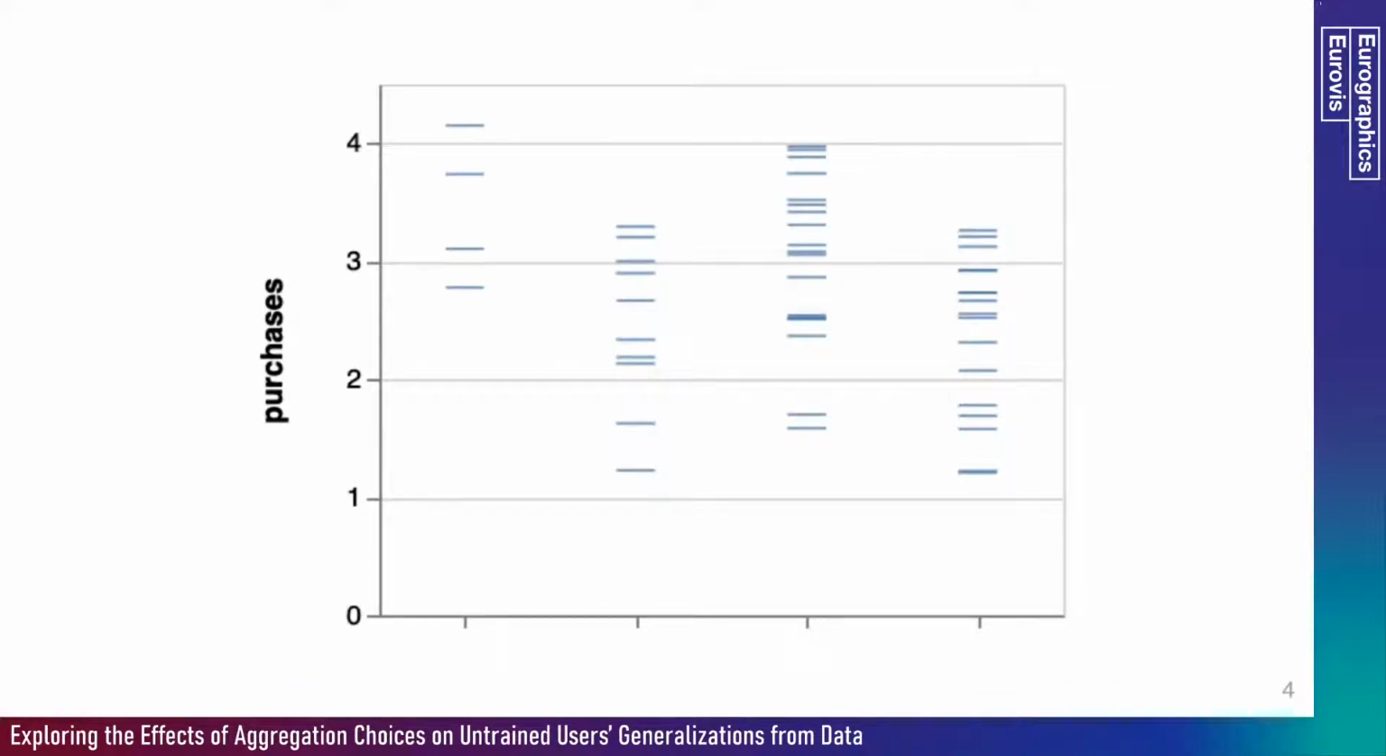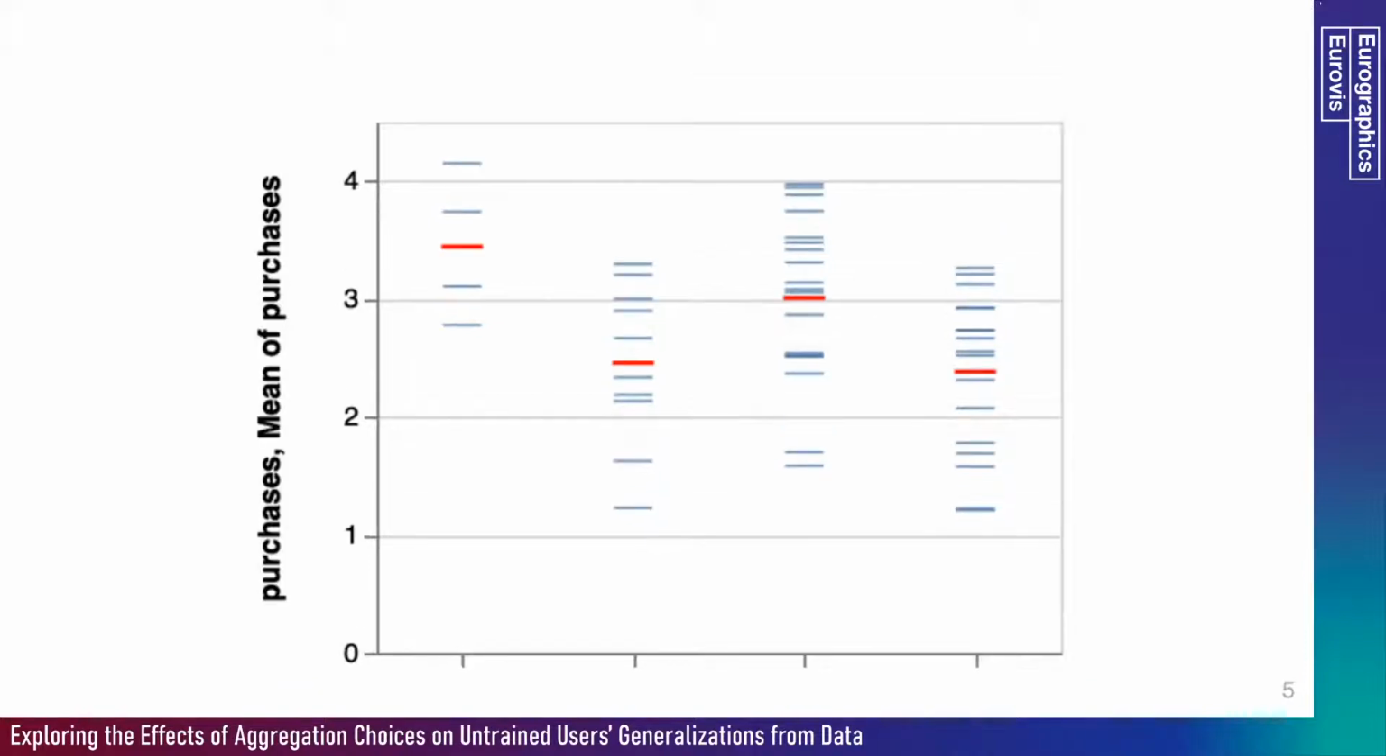What if he had seen a visualization that combined both raw data and a summary mark? Or what if his dataset was much larger than this? Would the best aggregation strategy be different in that case?